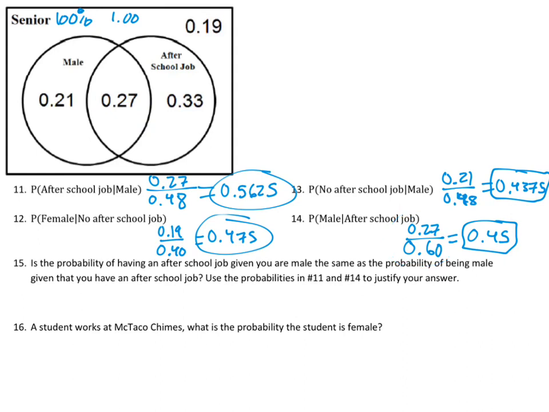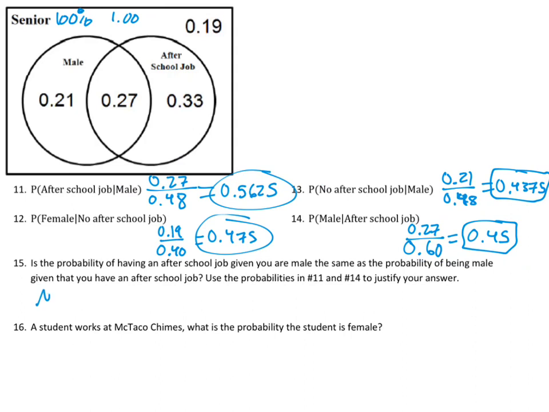But let's move on to the last two examples for your worked examples here. It's really, is the probability of having an after-school job given you are male the same as the probability of being male given you have an after-school job? And you can use your answers in 11 and 14 to justify your answer. Well, let's look at 11 and 14. You may have noticed these are not the same, and so we can say no. We can just justify it with our two answers.